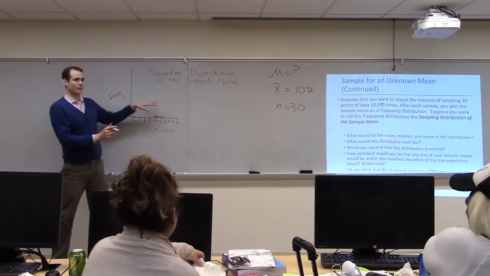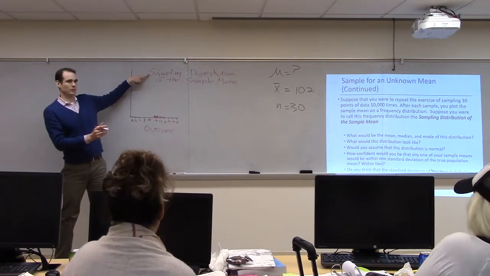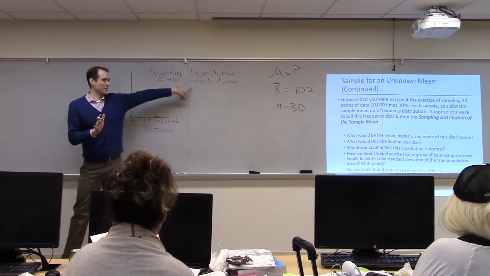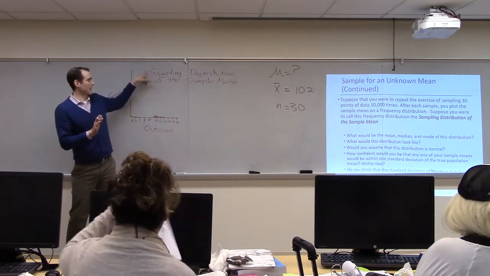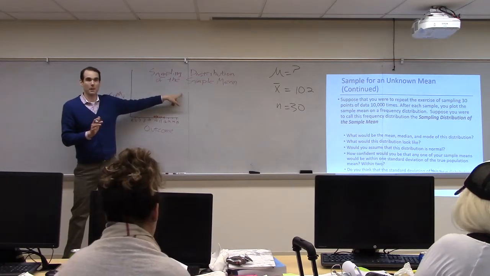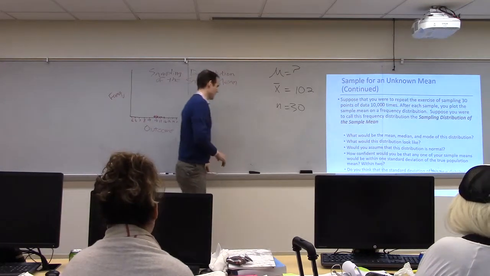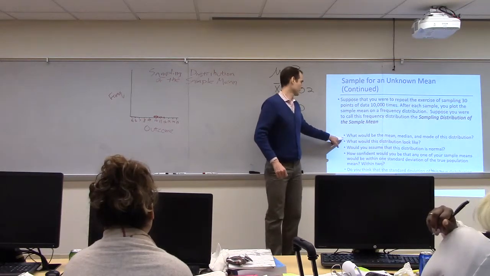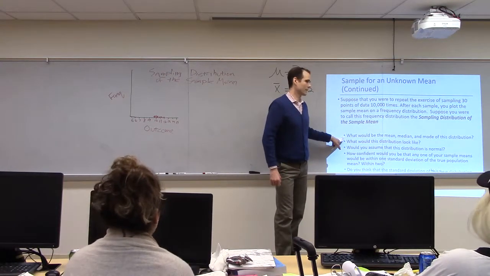So this is a frequency distribution. We're going to call it a sampling distribution. What is on this distribution? 10,000 different sample means. That's why we'll call it the sampling distribution of the sample mean. Let me ask you some questions about this frequency distribution we just created. What would be the mean, median, and mode of this distribution?